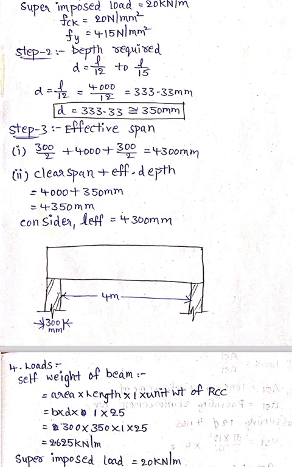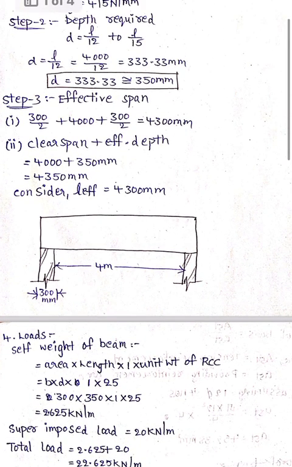According to the IS code, the depth of beam is determined by D equal to L by 12 to L by 13. In our problem the span is 4000 mm, then D is equal to L by 12, that means 333.3. We can take 350 for our consideration.